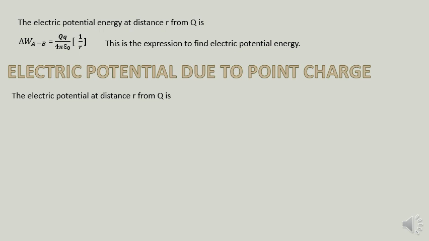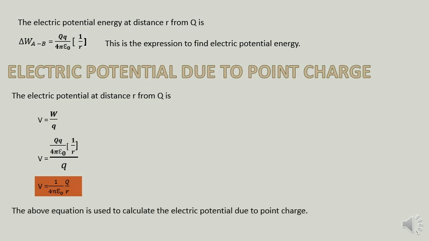Electric potential at distance R from Q is, we know that potential equals work done per unit charge. Put the value of work done in the above equation. V is equal to Q upon 4 pi epsilon naught, 1 over R, over small q. Small q cancels, and we get V is equal to 1 upon 4 pi epsilon naught, Q upon small r. The above equation is used to calculate the electric potential due to a point charge.